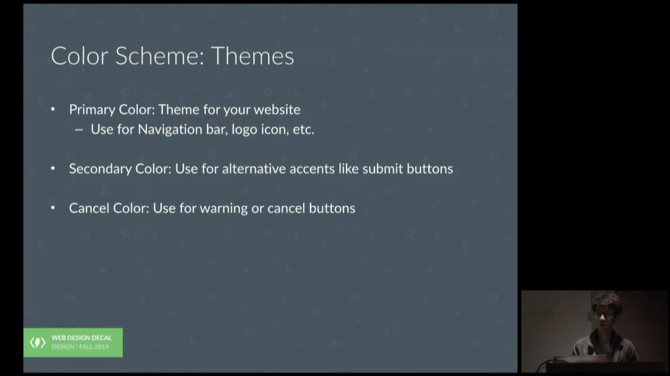You can use it for your main user interface elements like the navigation bar, logos, buttons, and so forth. Sometimes it can get kind of boring if you use only that primary color all over your website. So it's important to have an alternative secondary color that could be used for accents, like submit buttons. There are usually some exceptions, like cancel buttons. You don't usually want your cancel button to be green or blue, so for that you're going to have to use red.